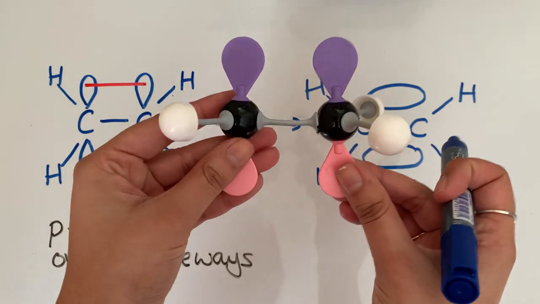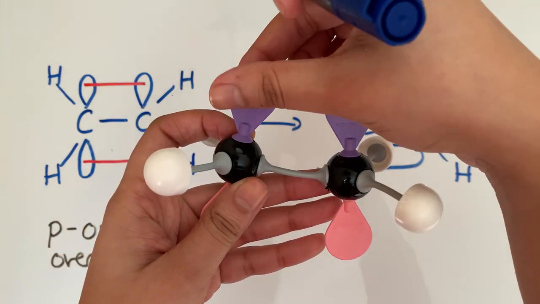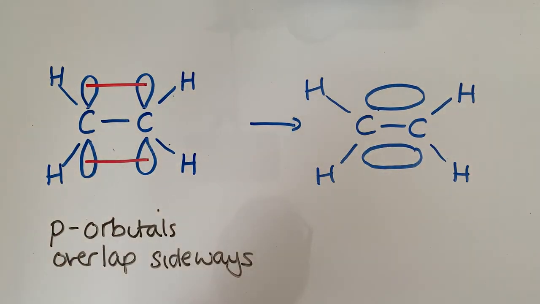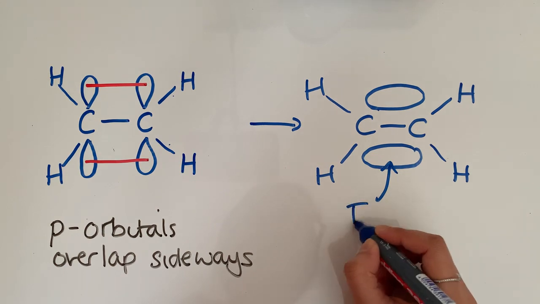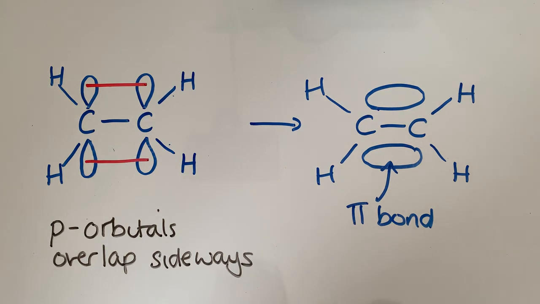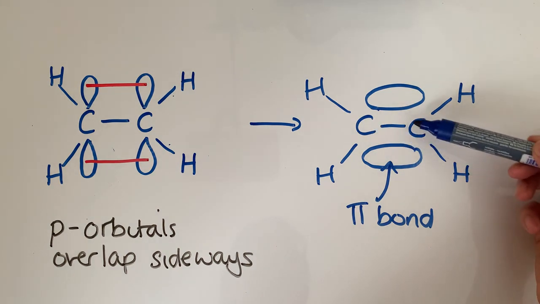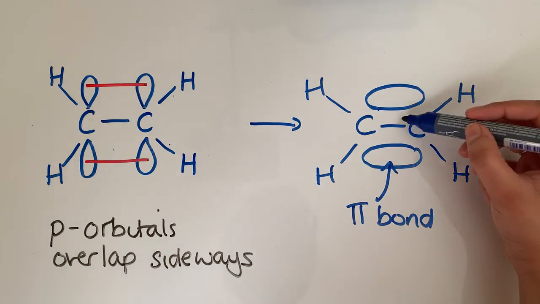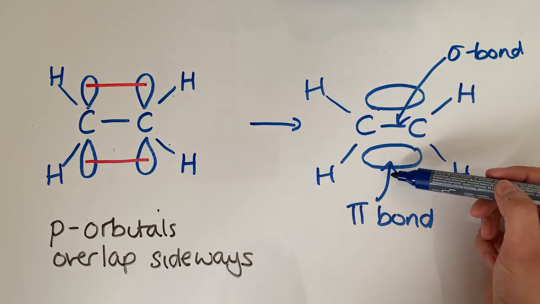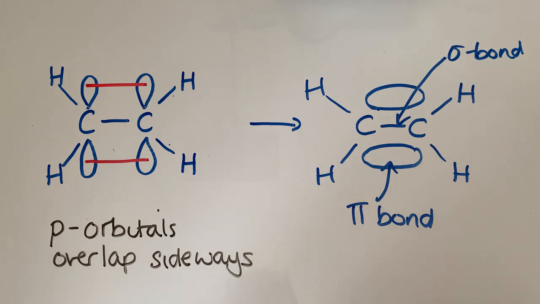Going back to this model over here, this will overlap with that, this will overlap with that, and that forms what we call a pi bond. So this over here is a pi bond. So both of these are 1 pi bond. There's only 1 pi bond that I've drawn here. So p orbitals overlap sideways to form this pi bond, and that's what we call that double bond. Between the carbons, we have a sigma bond. So this was the sigma bond here. And above and below the plane of the atoms, we have a pi bond.